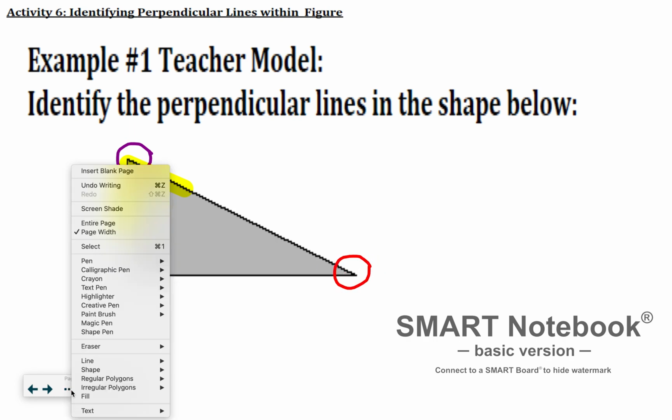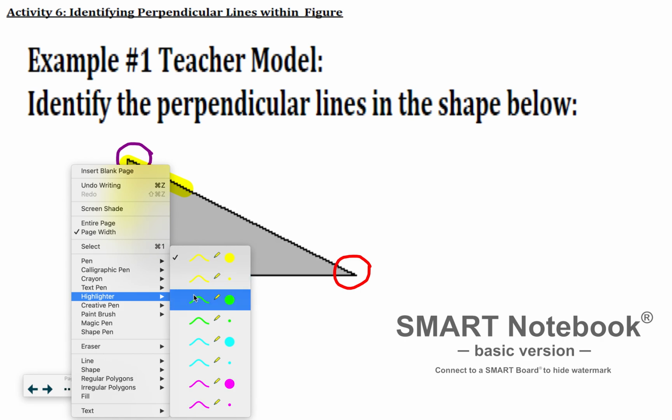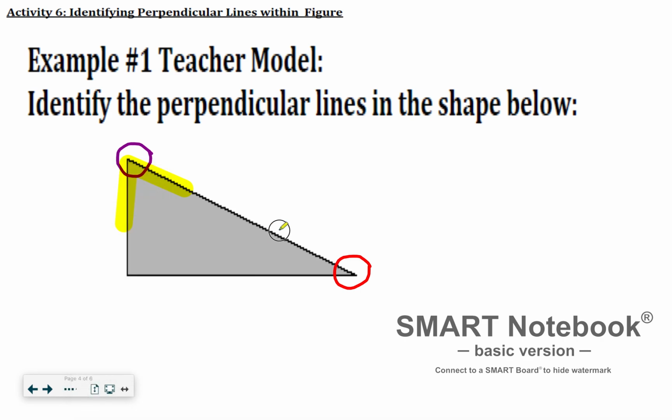Let's look at this angle. I'm not sure if that's right. Let's see with the highlighter. Do these two lines come together to make a perfect L? Now that it's highlighted and I circled the corner, those two green lines cannot be perpendicular because when they meet at this corner, they do not form a perfect right angle.